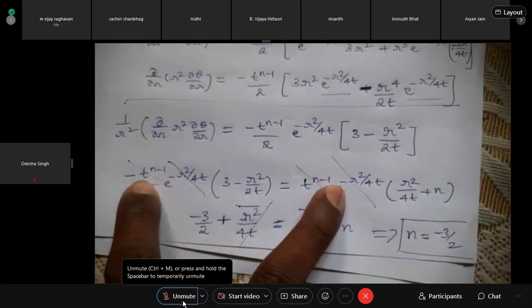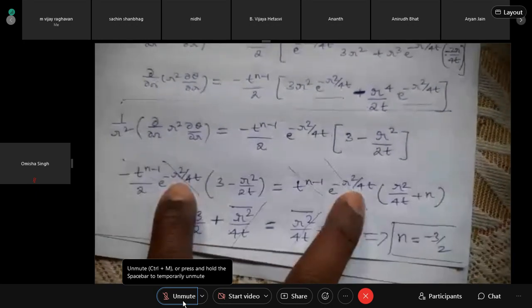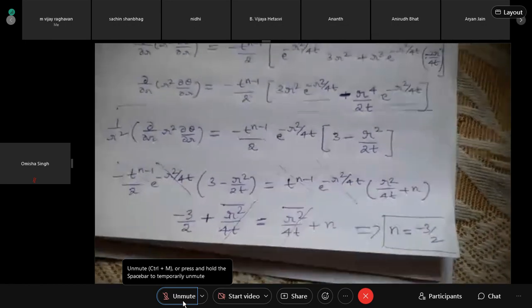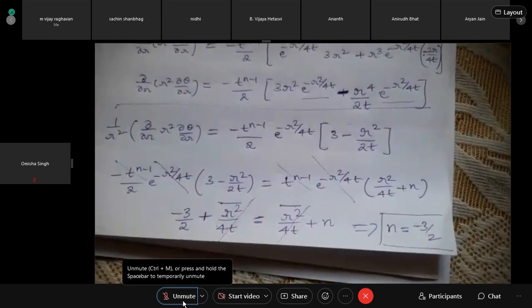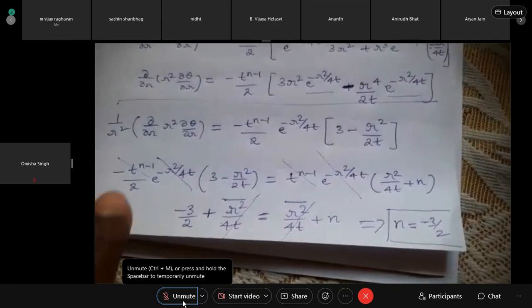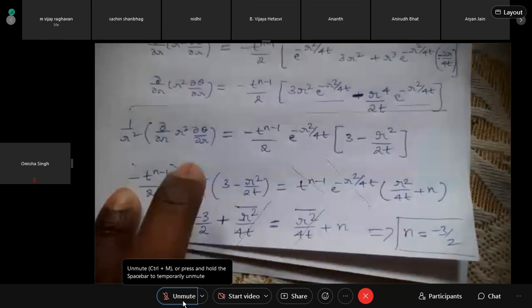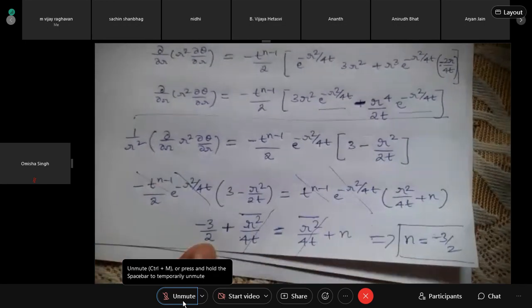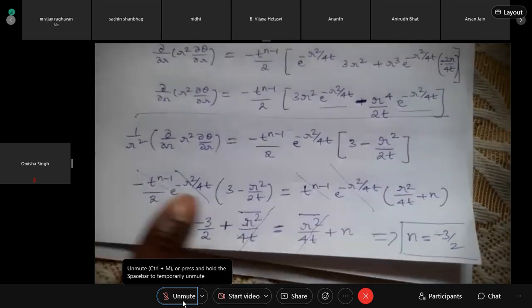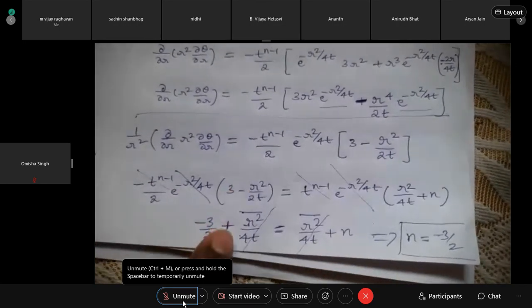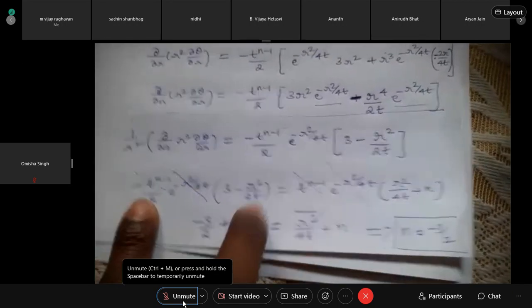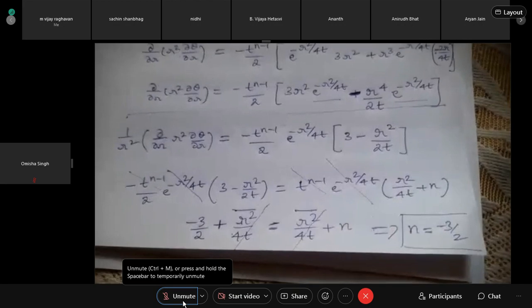T power n minus 1 can be cancelled. E power minus r square by 4t can be cancelled on both sides. Okay. Yes, sir. You have a negative 1 by 2 here. That I will distribute for this term. Negative 1 by 2 multiplied by 3 becomes negative 3 by 2. Negative 1 by 2 multiplied by negative becomes positive r square by 4t. Since already you have 2 here, 2 multiplied by 2, that becomes 4. Correct?